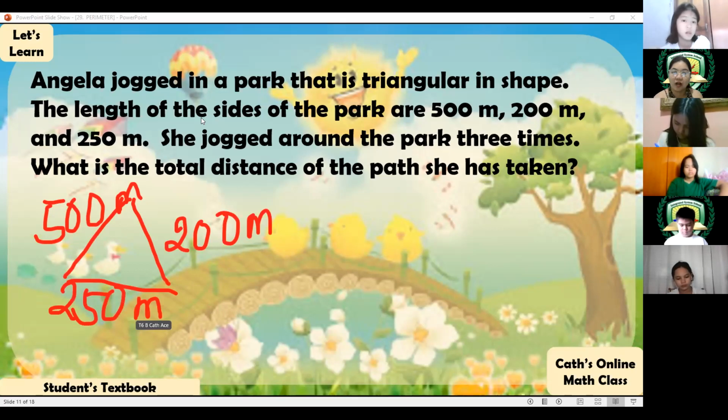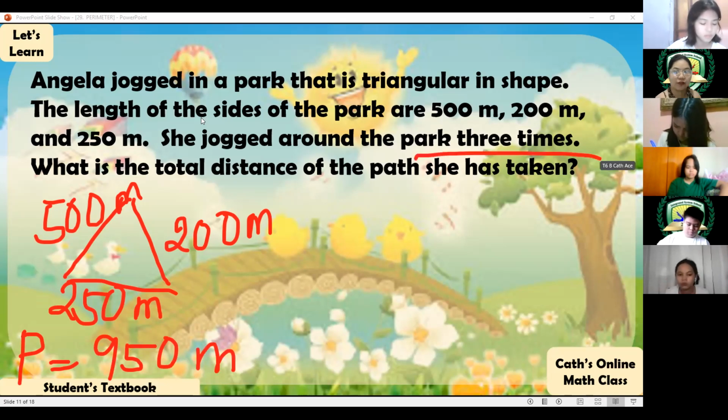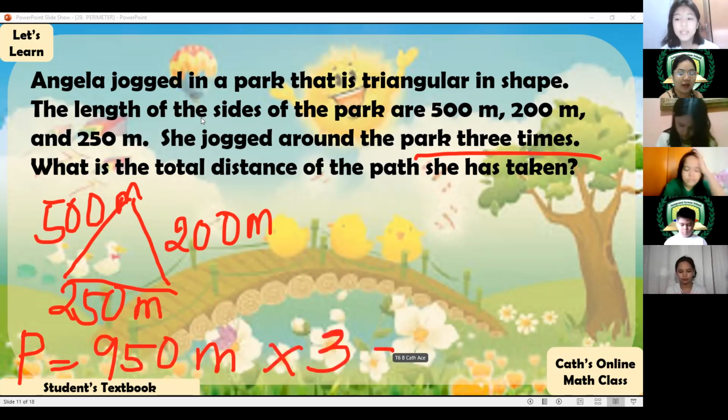Okay, so add this all up to get the perimeter. 950 meters. But look at the problem. She jogged around the park 3 times. Okay, so what are you going to do? You need to multiply by 3.